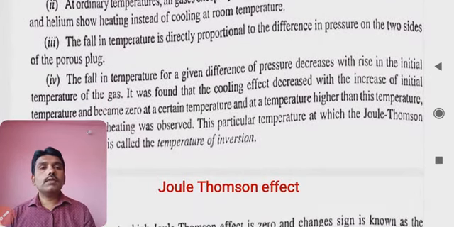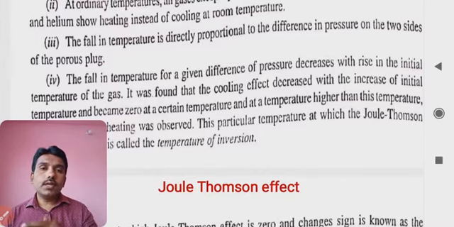Another output of this: the fall in the temperature for a given difference of the pressure decreases. This fall in the temperature will decrease when the temperature of the inserted gas is increased.